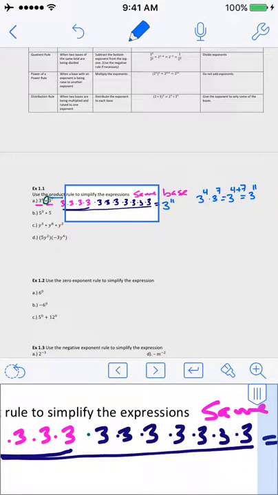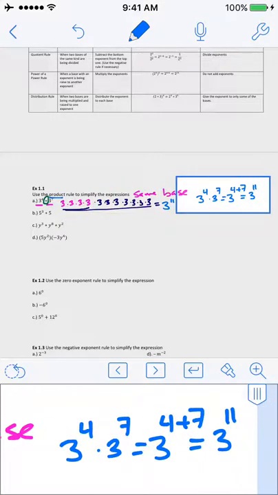And when we really think about it, that's what we did, right? We took the 4 3's, we added the 7 3's, we got 3 to the 4 plus 7, or 3 to the 11th.